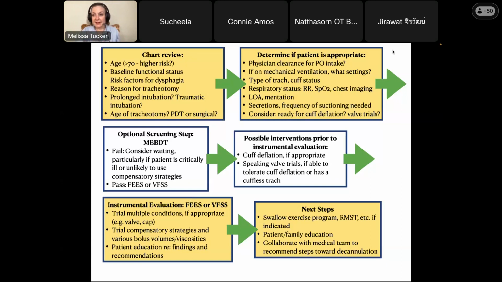And are they ready for a speaking valve trial? If so, I might do that before I do my swallow evaluation, since cuff deflation and the presence of the speaking valve could improve the patient's likelihood of success during the swallow evaluation.